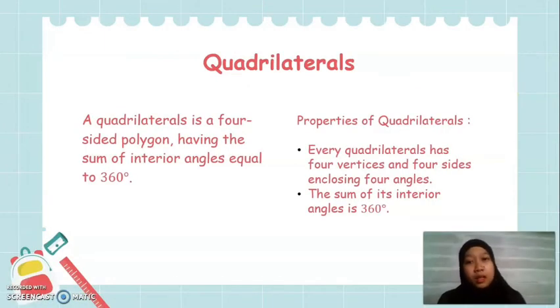Quadrilaterals. A quadrilateral is a four-sided polygon having the sum of interior angles equal to 360 degrees. Properties of quadrilaterals. Every quadrilateral has four vertices and four sides, including four angles. The sum of interior angles is 360 degrees.